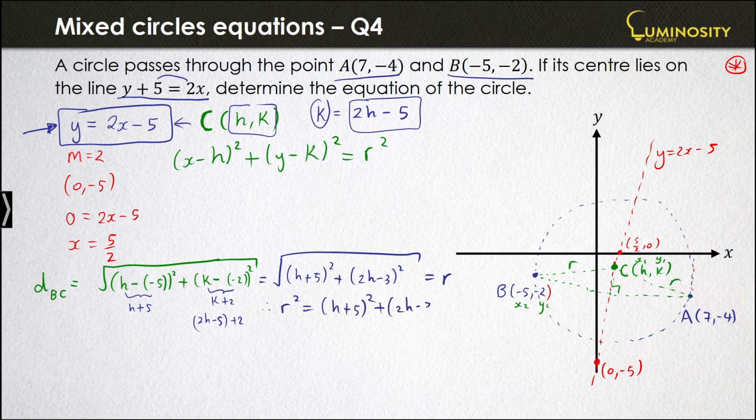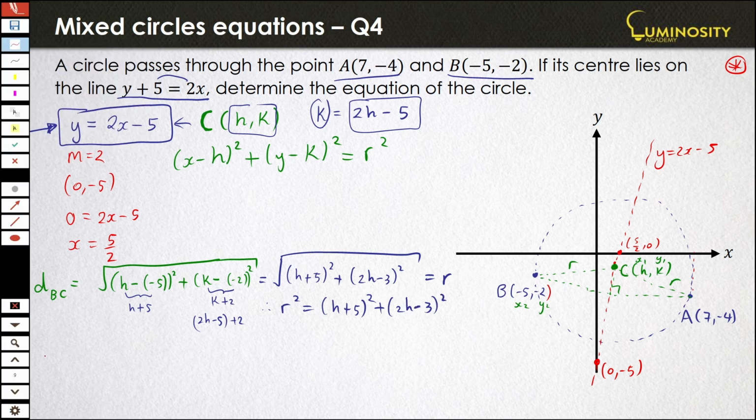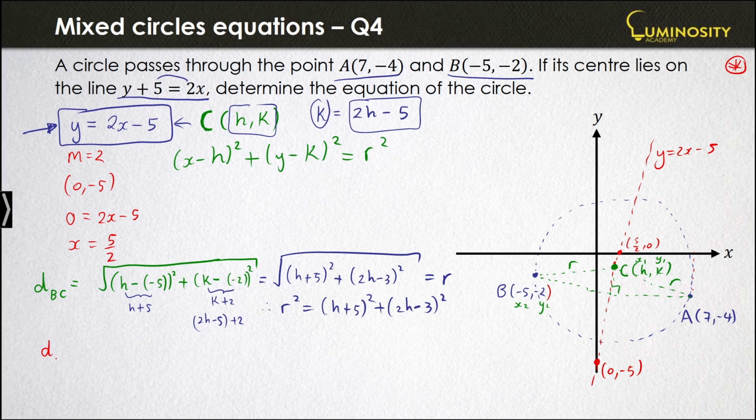Okay, so right now it's still a lot of algebra here, but before expanding or doing anything out, let's analyze the distance between A and C now. Again, these are going to be equal because they are both radius. So by the same distance formula, I'll call this one x2 and y2. So it's going to be h minus 7 all squared plus k minus negative 4 all squared.